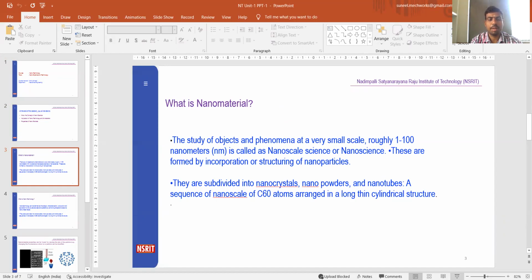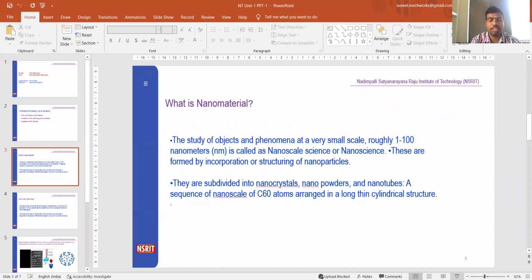a nanomaterial. See, coming to the nanomaterial, it is nothing but the study of objects or materials with respect to nanometer size, which is 1 to 100 nanometers, under which nanoscience is considered. Here in nanoscience, we are only going to deal with sizes which are less than the micro, so which is a very small size compared to the micro level.